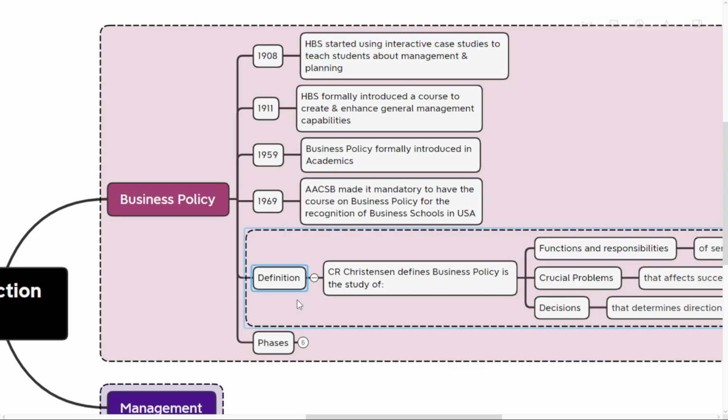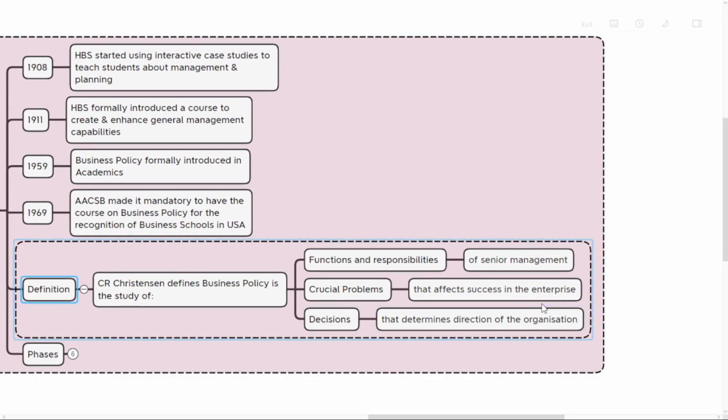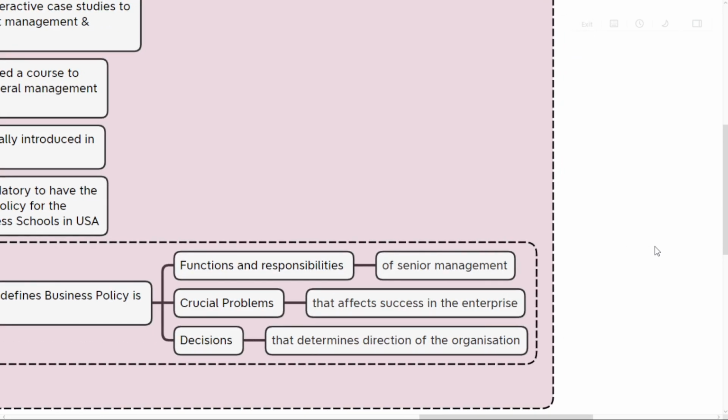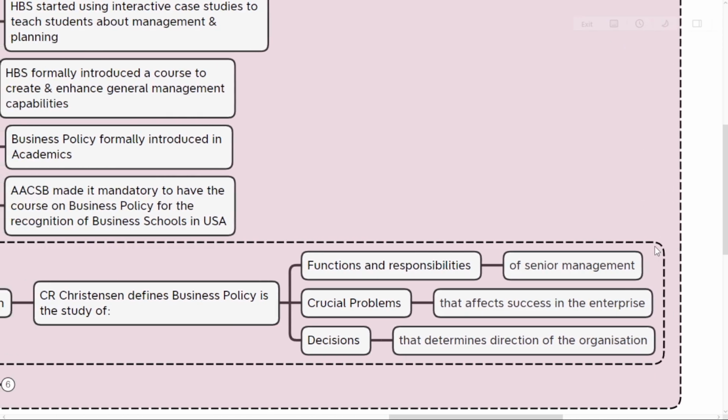Now the definition. C.R. Christensen defined business policy as the study of the functions and responsibilities of senior management, crucial problems that affect success in the enterprise, and the decisions that determine the direction of the organization.